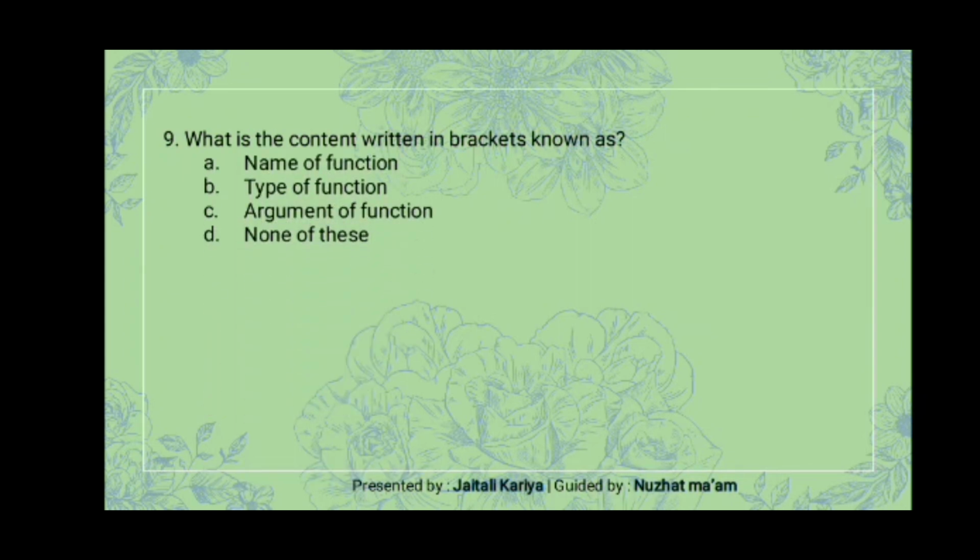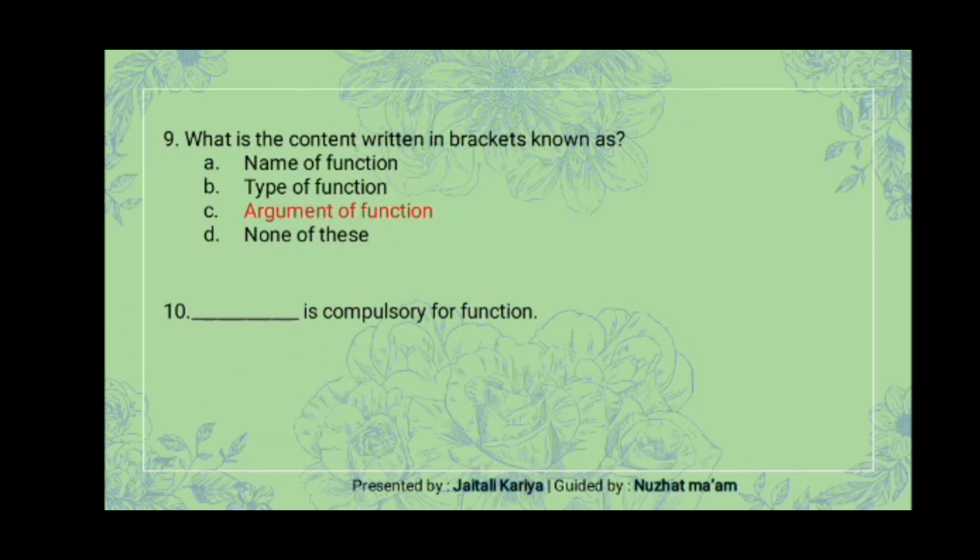Ninth, what is the content written in brackets known as? A. Name of function, B. Type of function, C. Argument of function, and D. None of this. And the correct answer is C, that is, argument of function.